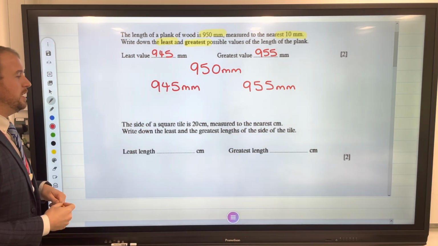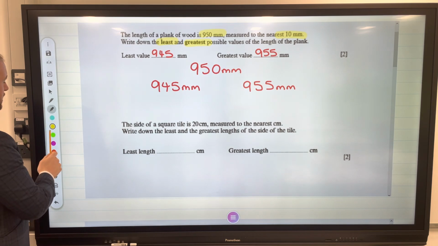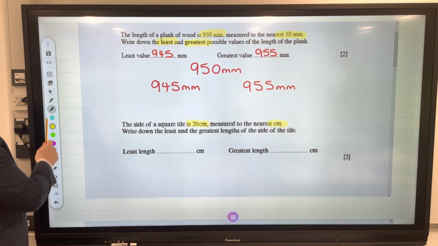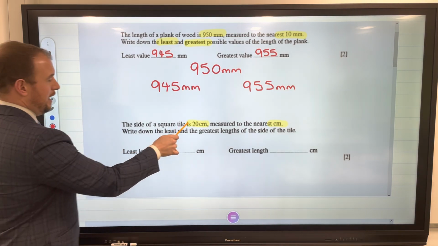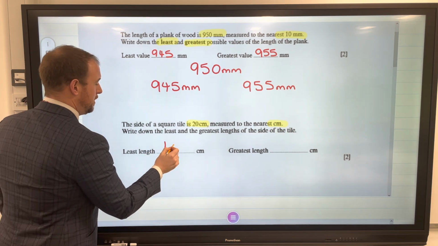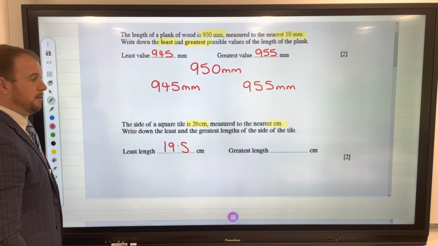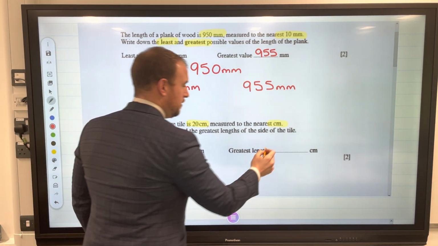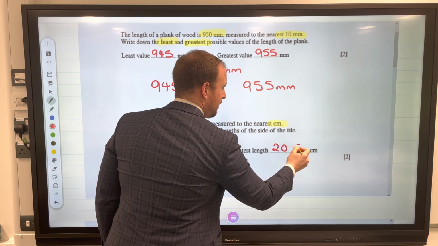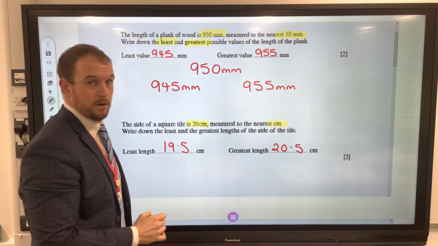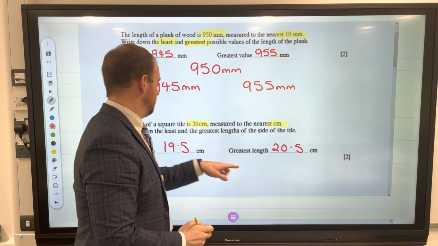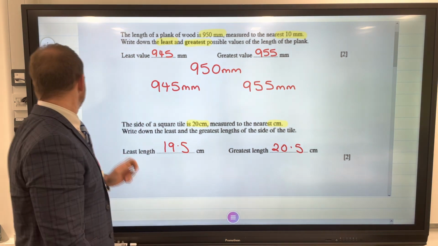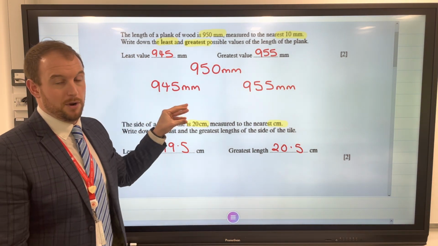So for this one then, the side of a square tile is 20 centimeters, measured to the nearest centimetre. Write down the least and the greatest. Well, if that's 20, then the least must be 19.5, because round that to the nearest centimetre makes it 20. Okay, for this one then, 20.5. Remember our rule from here: nearest centimetre, half a centimetre below, half a centimetre above. Right, so that's the basic skill of upper and lower bounds.